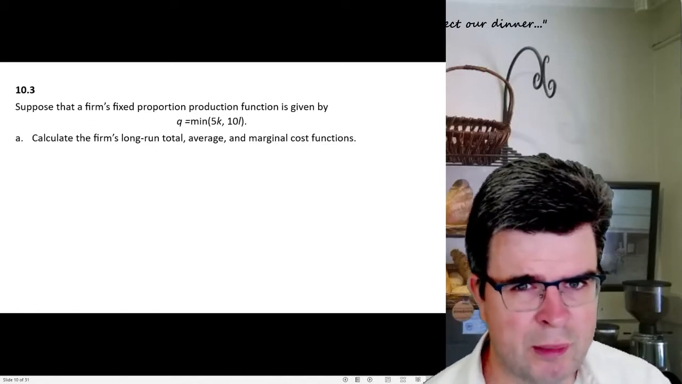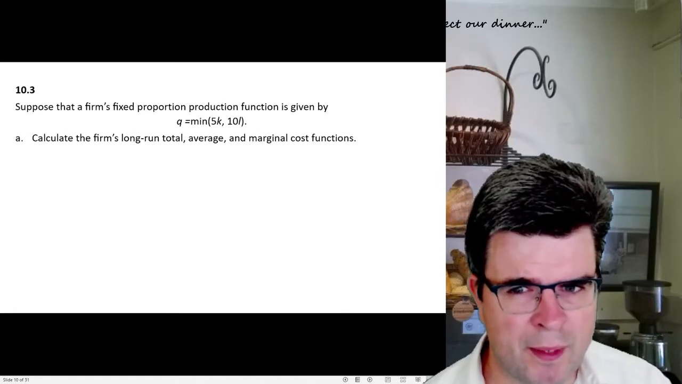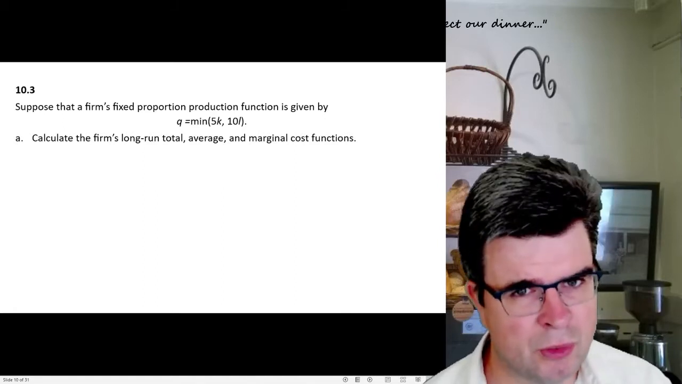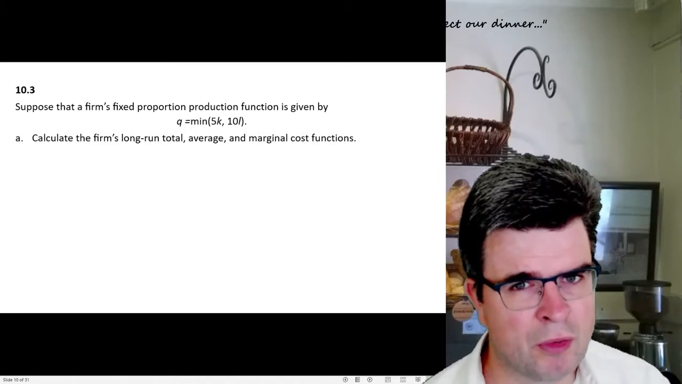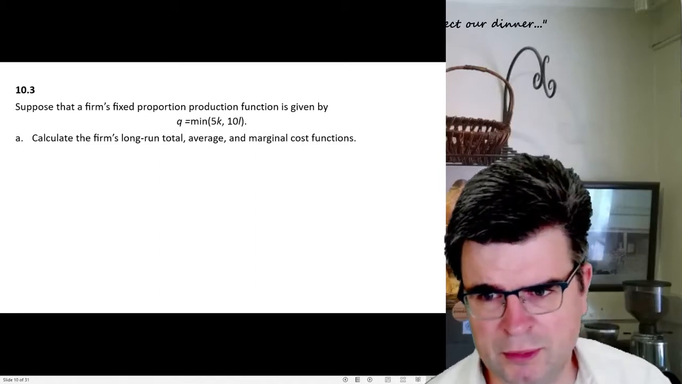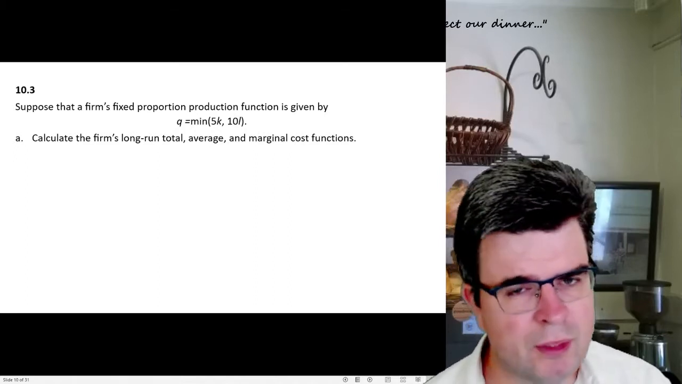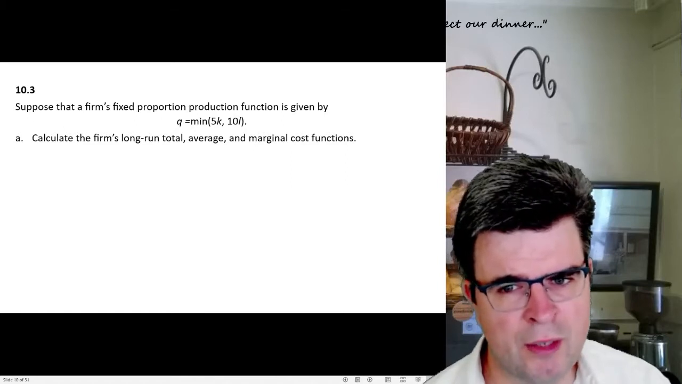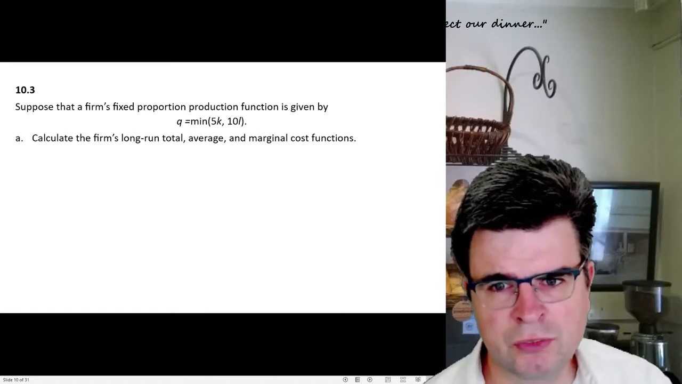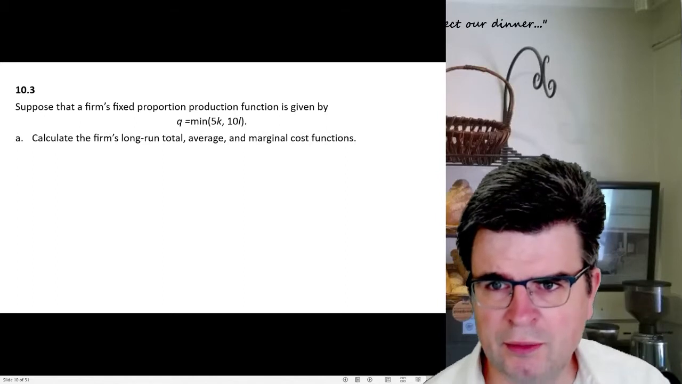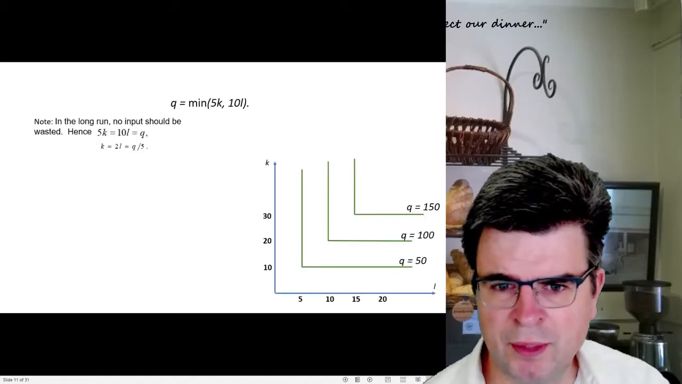If you have a lot of labor but not a lot of capital, then your output will be solely determined by the number of units of capital that you have in place. And what we need to do is calculate the firm's long-run total, average, and marginal cost functions. And we will do so.